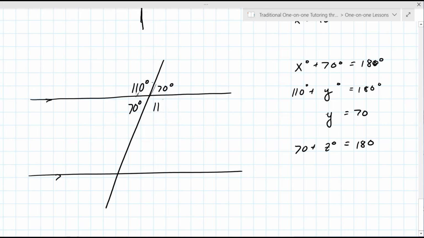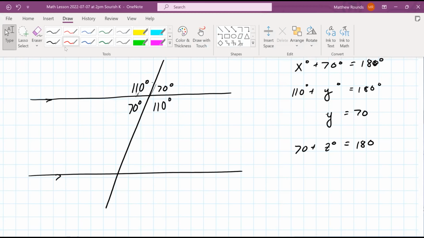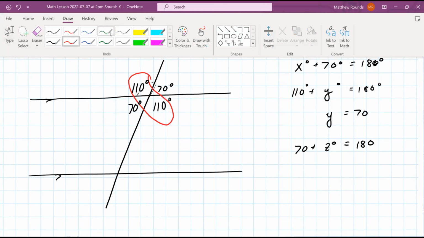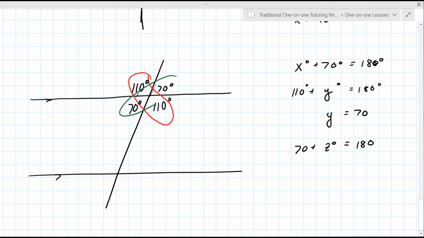Yes. So now what do you notice about the angles here? Which ones are the same in this picture? Both of them are the same. Yes. So if I were to draw, these are the same, and then I'm going to grab a different color here. These are the same as well. Good.